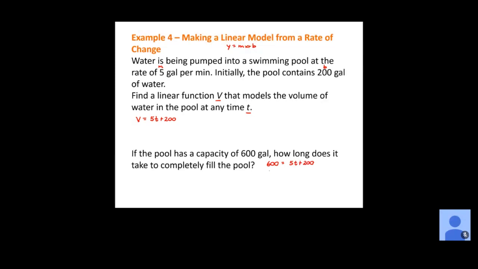Subtract the 200. Good. So that's going to give us 400 equals 5t. And then we can divide by the 5. So what's 400 divided by 5? Should be 80. Good. So 80. And then we need our units, right? Okay. And so Alexander's got it there. This time was measured in minutes. So it would take 80 minutes to completely fill the pool this time. Any questions on any of that now?